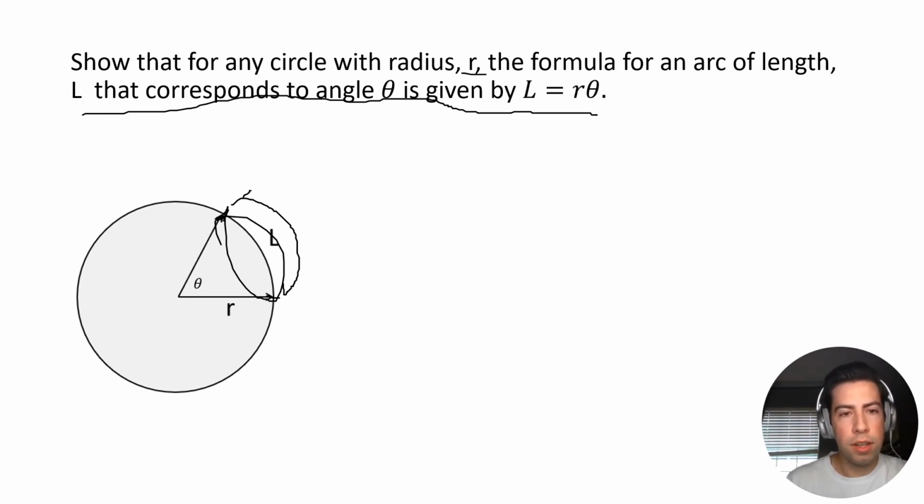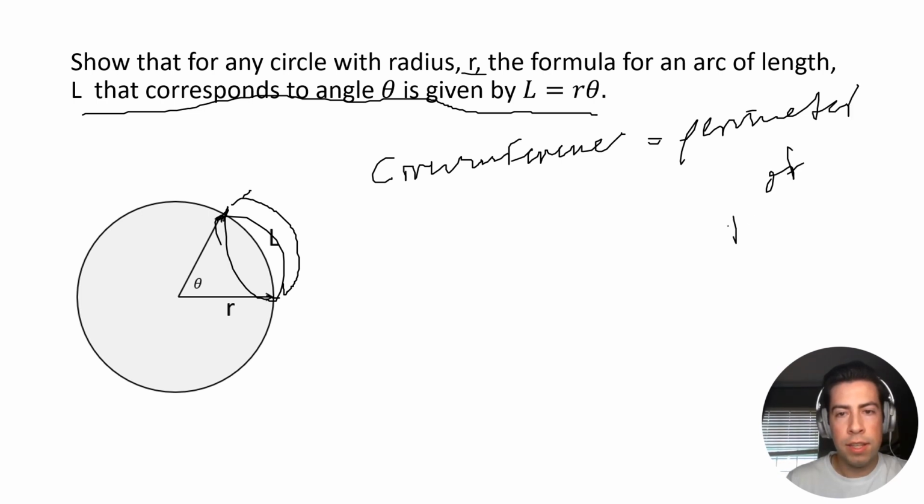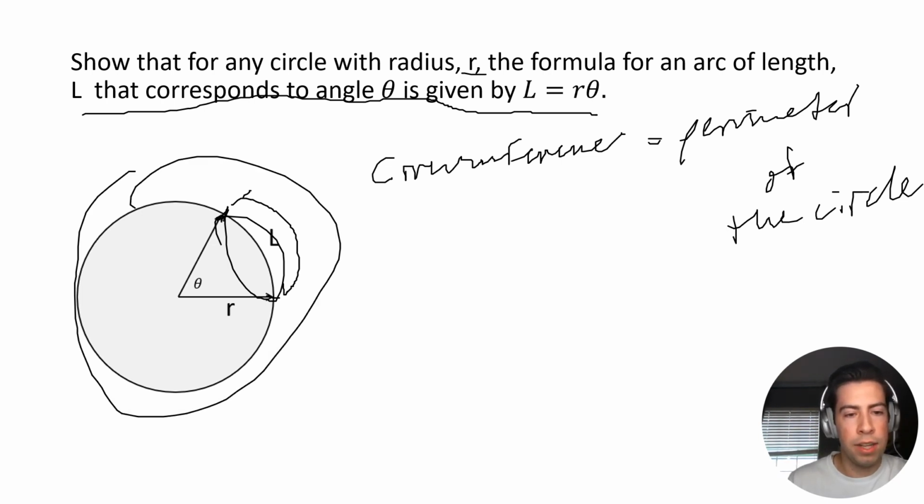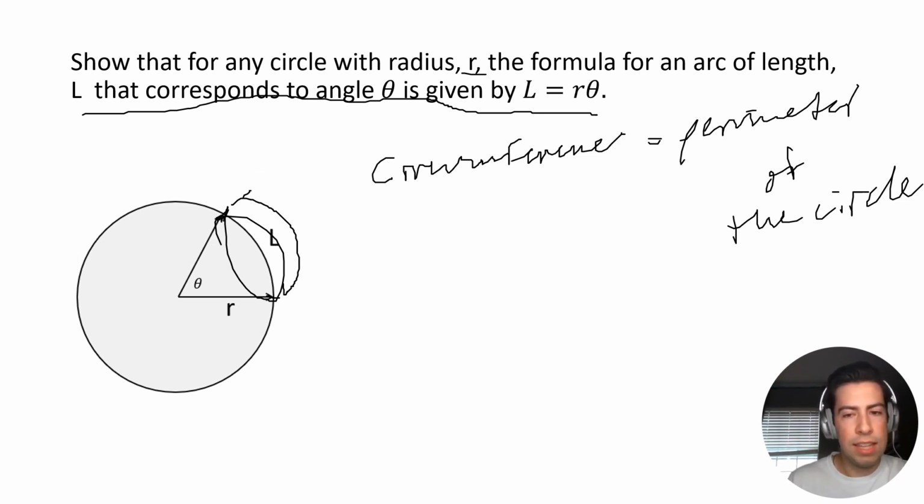So if you will recall, the circumference of a circle is the length, or I should say it is the perimeter of the circle. All right, guys, so if the circumference is this whole thing right here, it's like if I were to just take this circle right here and stretch it out into a line, that would be the value of the circumference. So what that means is that we probably need to use this somehow.